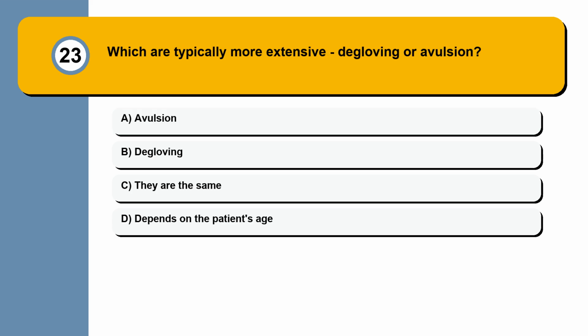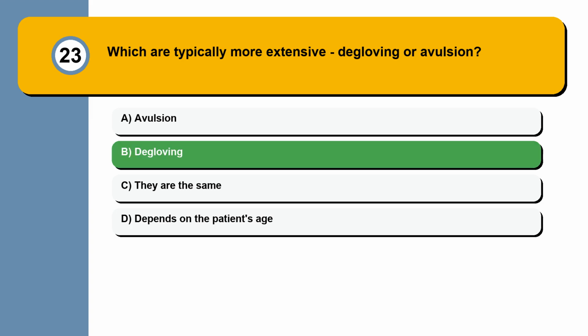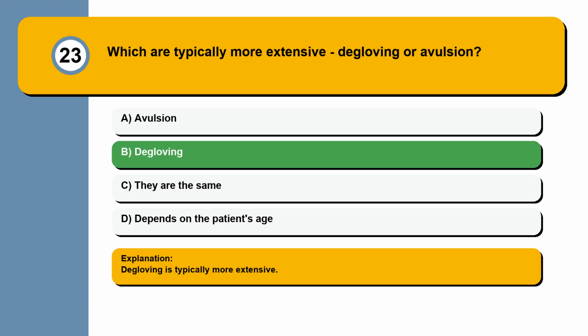Question 23. Which are typically more extensive, degloving or avulsion? Avulsion, degloving. They are the same. Depends on the patient's age. Degloving is typically more extensive.